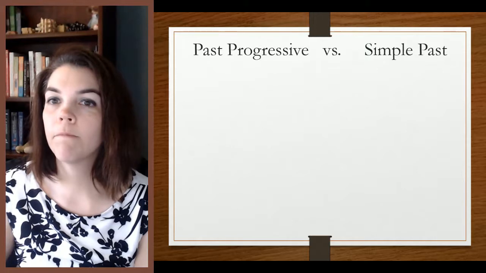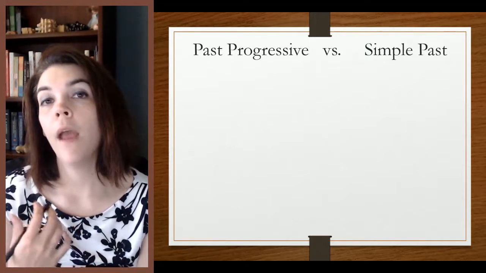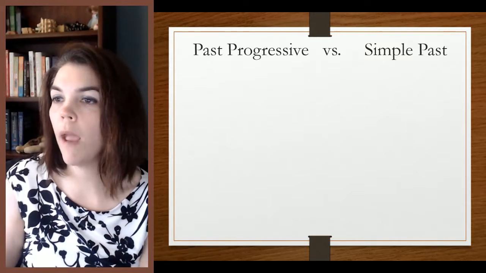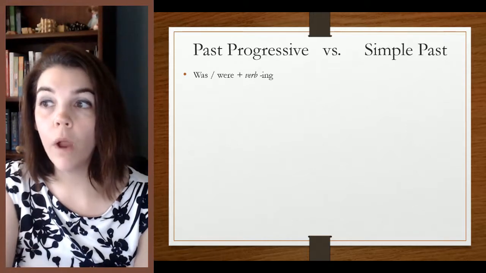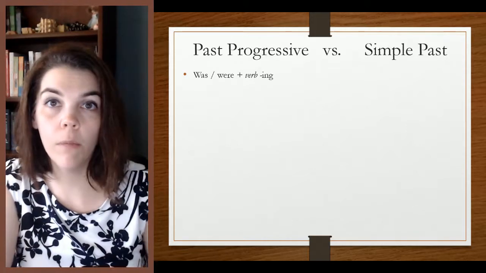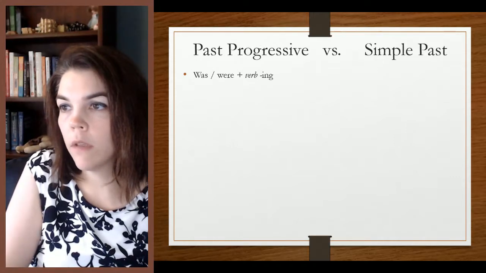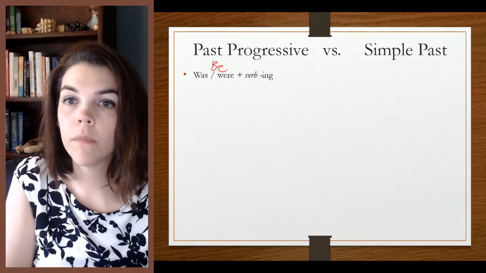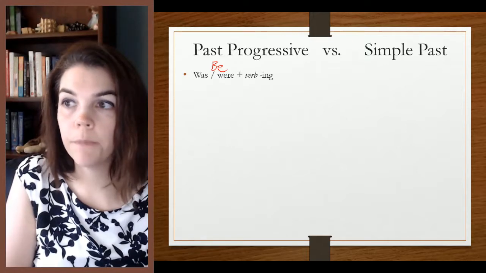Okay. So past progressive and simple past. First, let's start with how do they look different? What is the form? So with past progressive, you have was or were plus verb with ing. I want to point out that was and were, remember, this is a be verb. It's just be in the past tense. And then you have any verb plus ing.